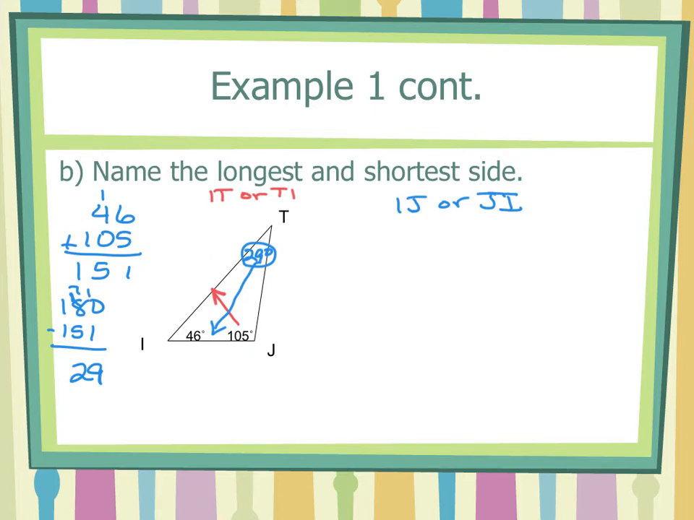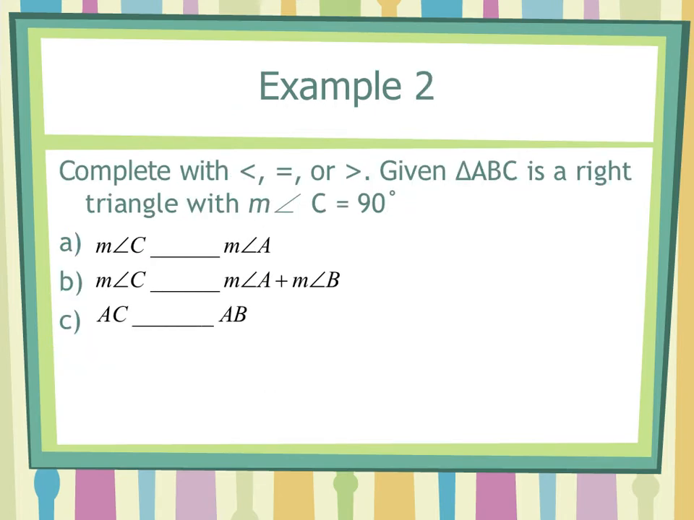Let's try another example. It wants us to fill in the blank with either a less than, an equal to, or a greater than symbol. Now, notice they did not give me a picture of a triangle, but they told me triangle ABC is a right triangle. So let me go ahead and give myself a visual. They also told me that angle C is the right angle.